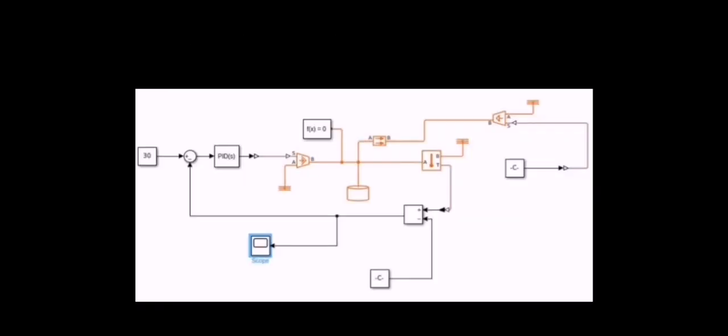To improve the system's performance, we used closed-loop control. The measured temperature is compared to the set point, which is fixed at 30 degrees Celsius. The resulting error is sent to the PID controller, which automatically adjusts the heating power.